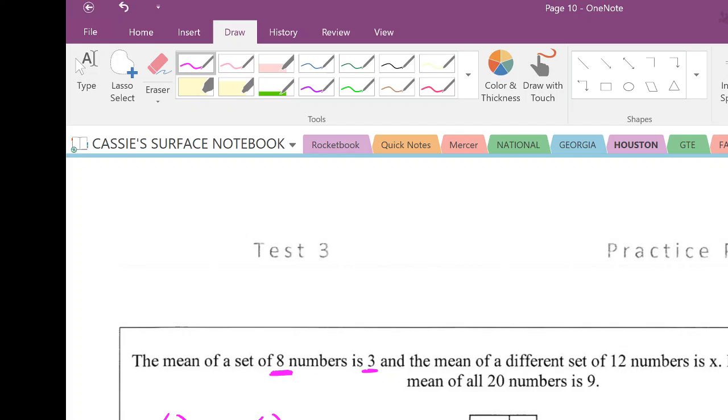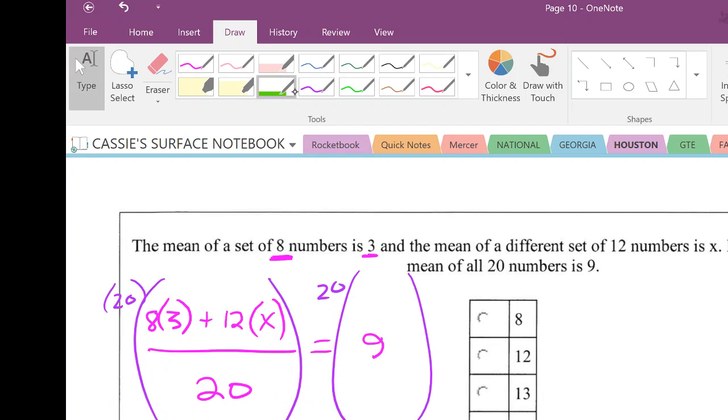So I'm just going to solve this by multiplying both sides of this equation by 20 first. Okay, and keep in mind it's both sides of this equation by 20. What happens here is that this 20 and this 20 come together to equal 1, and you end up with 8 times 3, which is 24, plus 12x is equal to, and 20 times 9 is 180. So if you subtract 24 from both sides, 180 minus 24 is 156. 156 is equal to 12x.